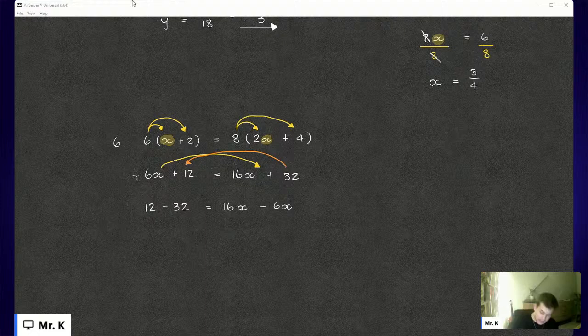Now, please remember, guys, just because I've decided to move my x's to the right and my constants to the left, it doesn't mean that you can't do this the other way around, right? If I wanted to collect the x's on the left and the constants on the right, I could do that too. There's nothing stopping you from doing that. As long as you're landing up with the same answer as me, then you are on the right track. So on the left-hand side, 12 minus 32 is going to give us negative 20.